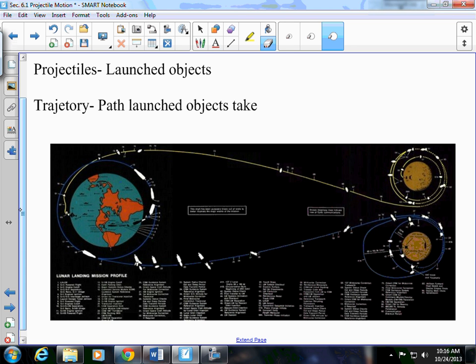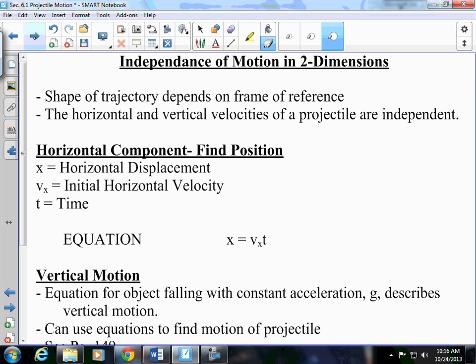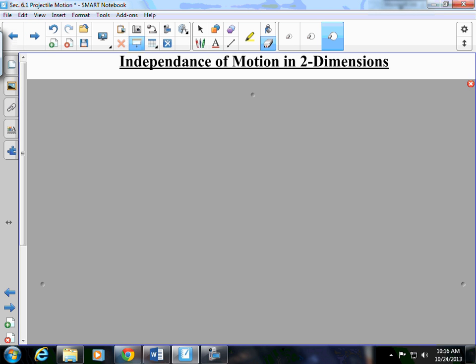We are going to be studying much simpler trajectories than launching a rocket into outer space and landing on the moon. So when we talk about launching projectiles, we have to talk about two directions. We have to talk about X and we have to talk about Y. And when we do that, we're going to break everything down into X and Y motions.